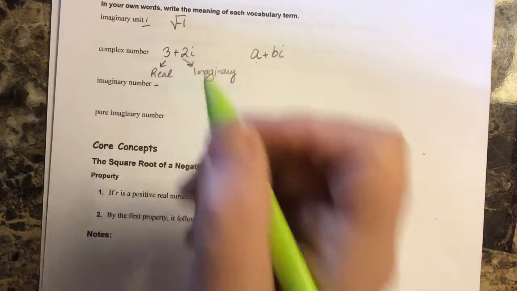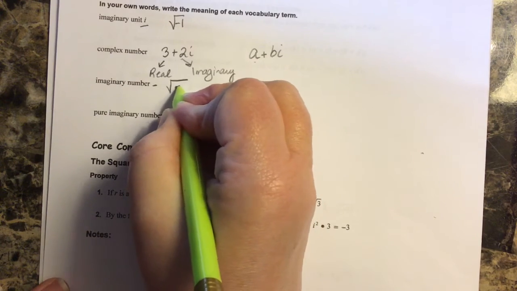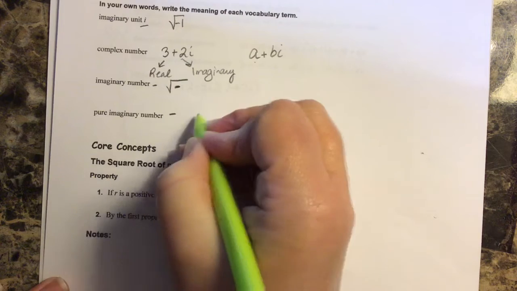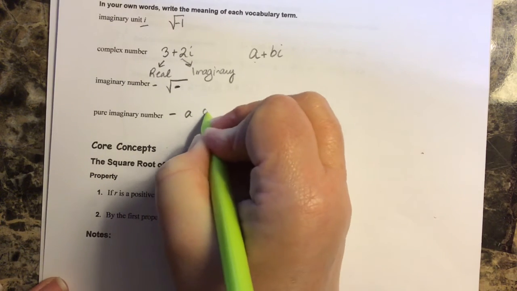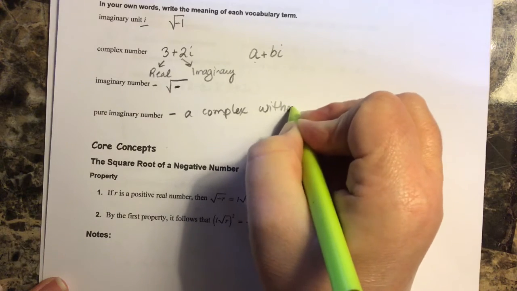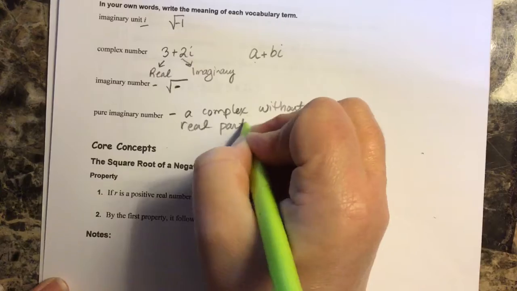An imaginary number comes from the square root of a negative. And a pure imaginary number would be a complex number without a real part. That's what a pure imaginary number is.